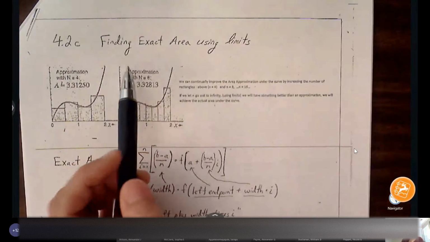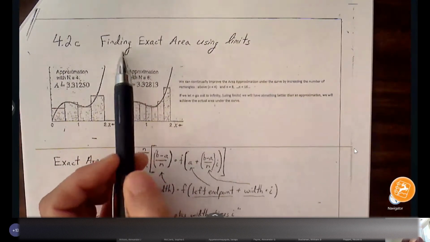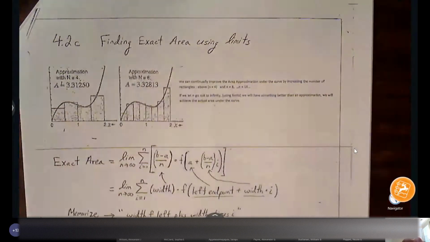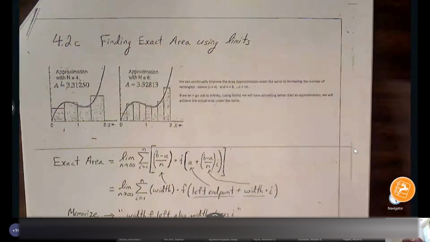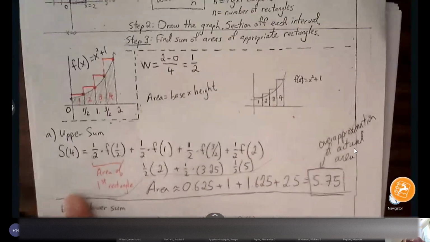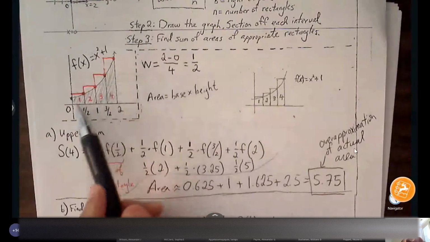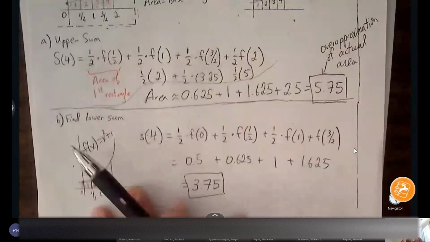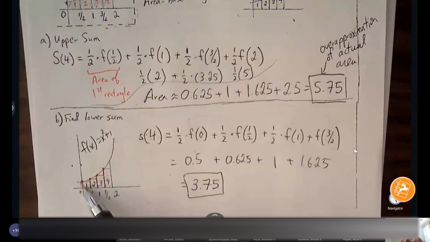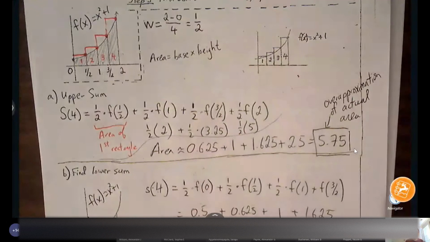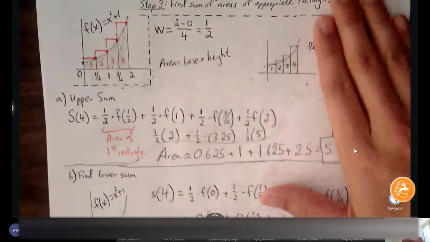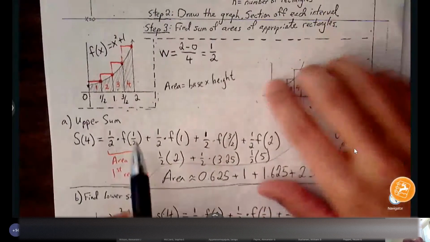Today we're going to be finishing up 4.2. But before we do that, let's do a little bit of a recap from yesterday. Yesterday, we talked about how we can approximate a region under a curve using rectangles, either an inscribed rectangle or a circumscribed rectangle, either an upper sum or lower sum, either an over approximation or under approximation. And just to review some of the process that we used here.